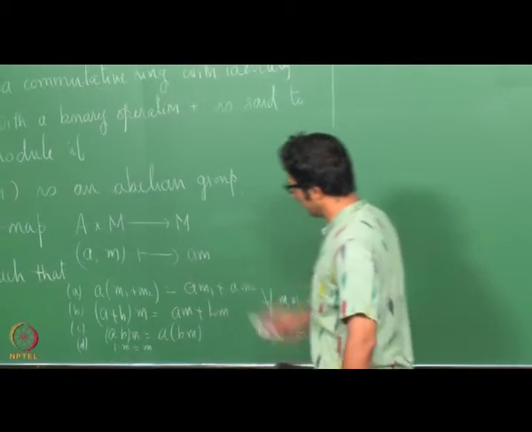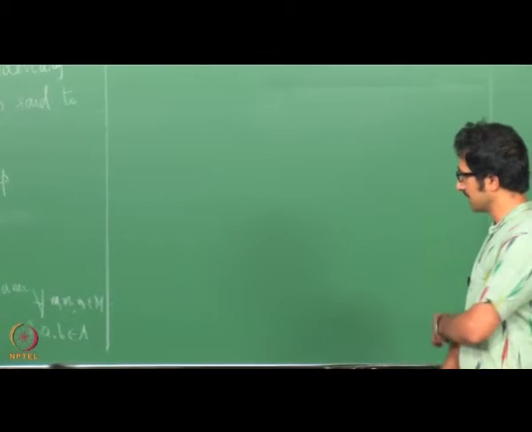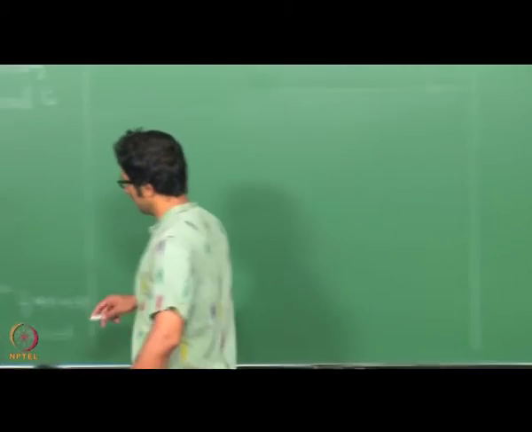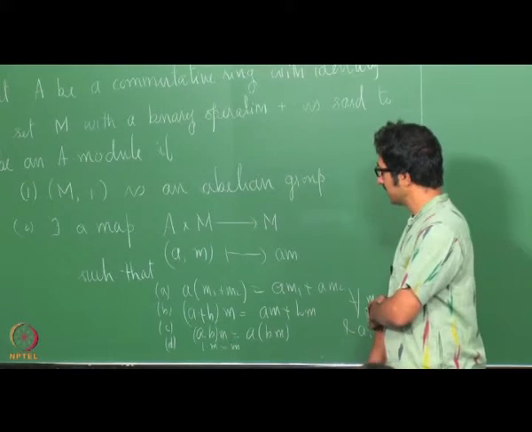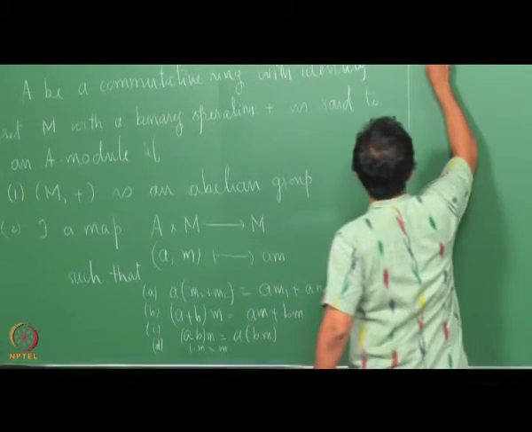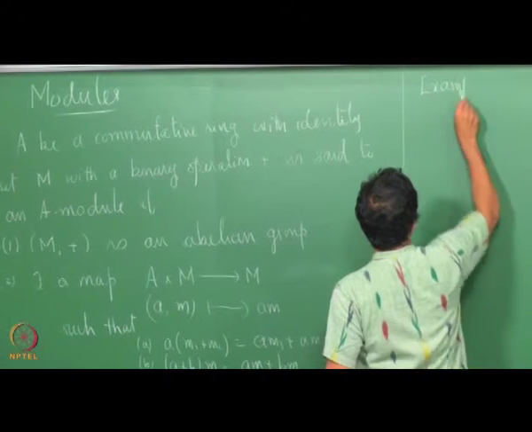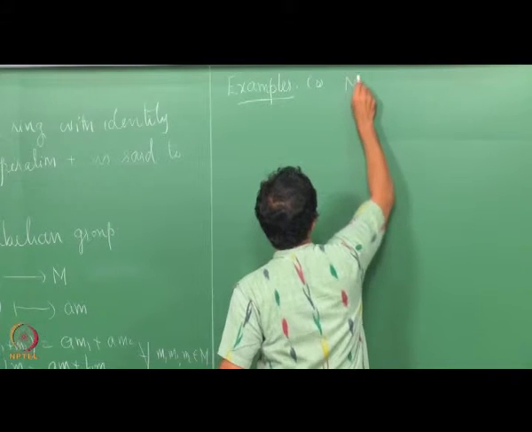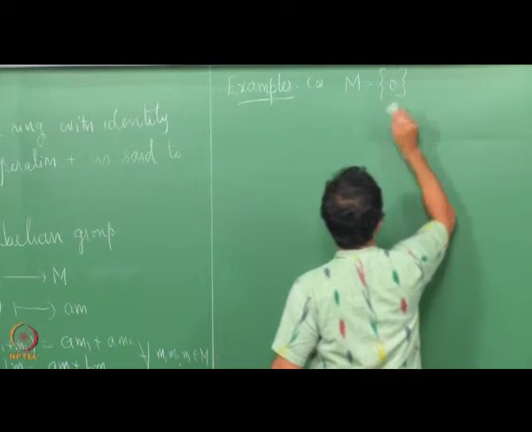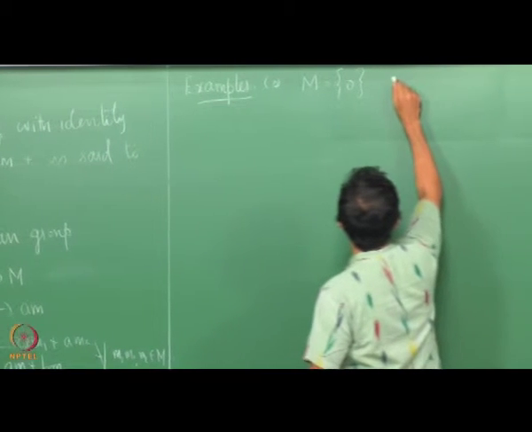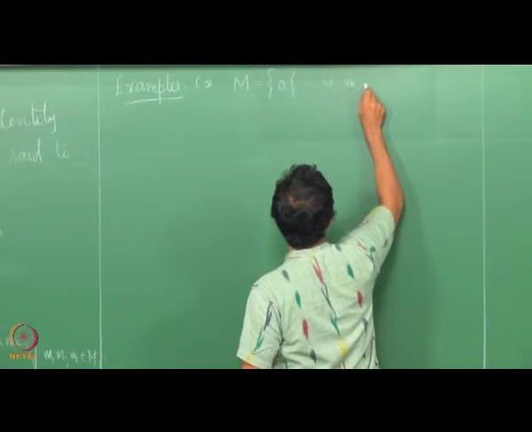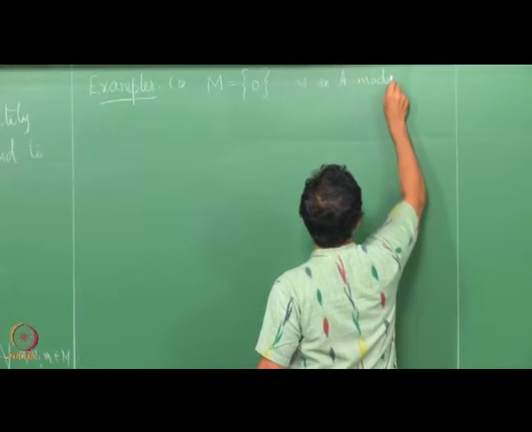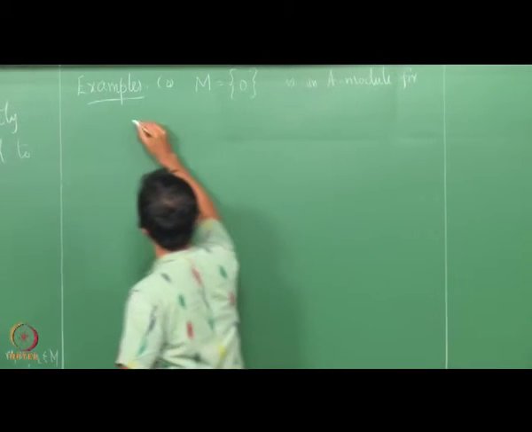So, these are basic properties that need to be satisfied. Let us look at some examples. What should be the 0th example? Yeah, if you take any ring and take M to be 0, it is an A module for any ring A.